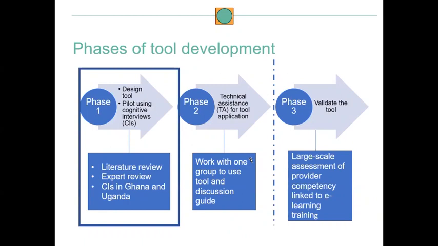In this phase, we designed the tool using an in-depth literature review, expert review, and cognitive interviews in Ghana. The next phase of this work would be to provide TA to 1 group of providers to use the tool and the accompanying discussion guide. We expect to do this either in Ghana or Uganda. It is also possible that a 3rd phase of the work would allow for larger scale application of the tool so that we could assess the psychometric properties of the tool and construct validity with more precision.